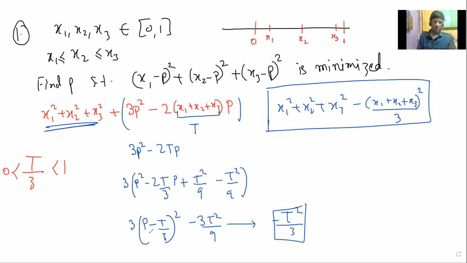Otherwise, you cannot find a p, right? Because a p you need to be between 0 and 1. Okay. So you can make it 0 because you can put p equal to t by 3. It is legal because it is between 0 and 1. And so you can make this 0 and this will minimize the expression. And so this is a minimum.